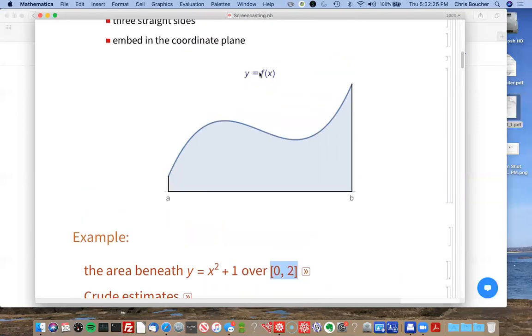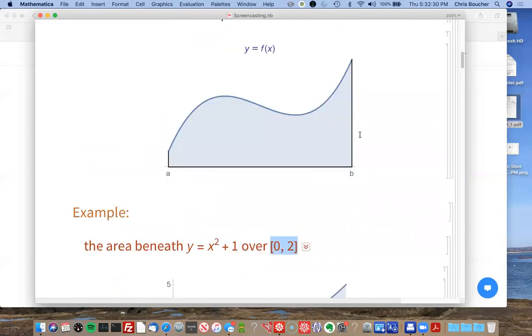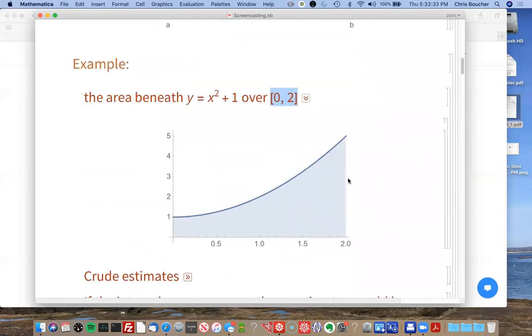So instead of the abstract f of x and a and b, if I reproduce the above picture with this example, this is what the picture looks like. This blue curve is the graph of the parabola y equals x squared plus 1. You can see the left endpoint is at x equals 0, and the right endpoint is at x equals 2. So we're trying to figure out this blue area.